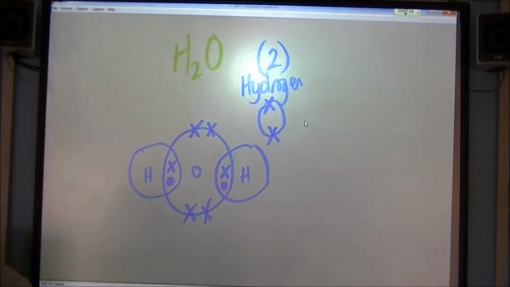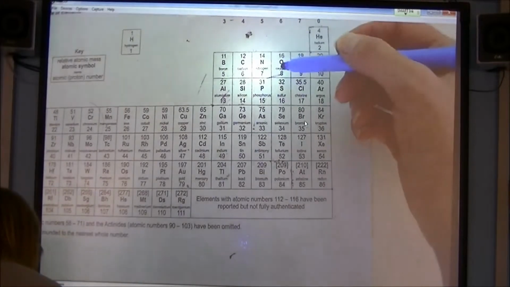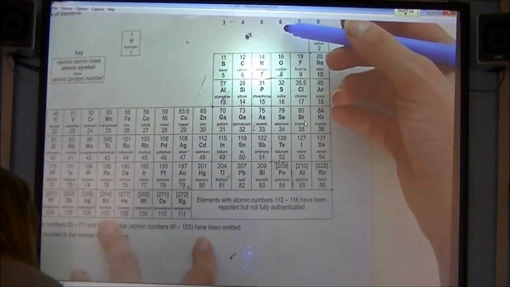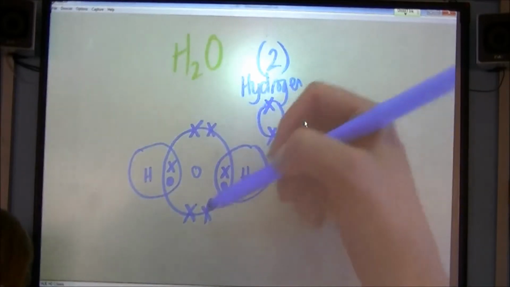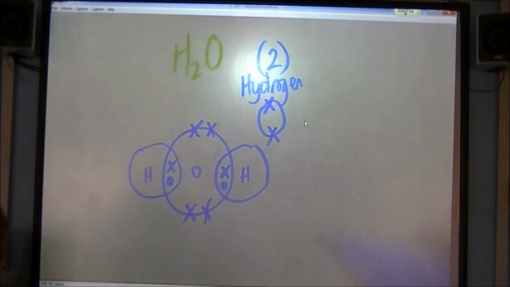If I want to double check, I can just check on which group oxygen's in. Oxygen, find it on your periodic table, it's here. If we look up, it's in group 6, so it has 6 of its own electrons. 1, 2, 3, 4, 5, 6. 1 each from the hydrogen, that's perfect.